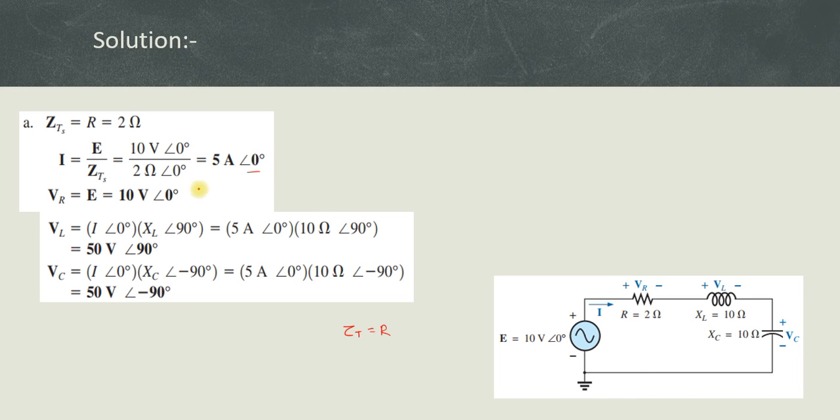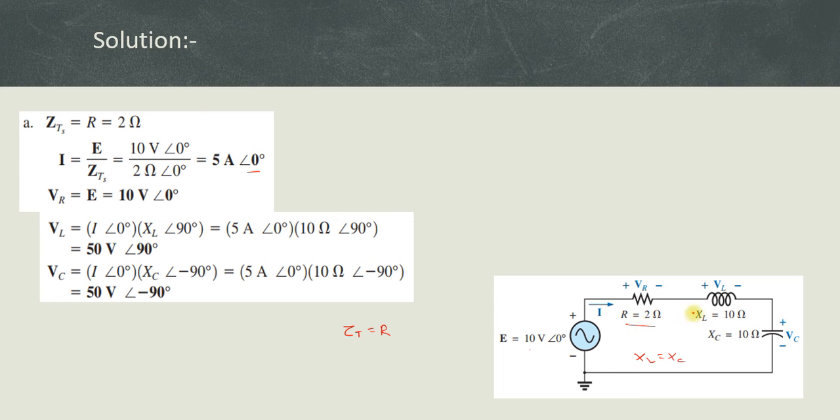So it is in phase with that, so that the angle is 0, and VR is equal to simply E, equal to 10 volt at an angle of 0, because the entire voltage is dropped across the resistance 2 ohm, because at resonance condition both cancel each other, because XL equals XC, so that the entire voltage will appear across the resistance 2 ohm.